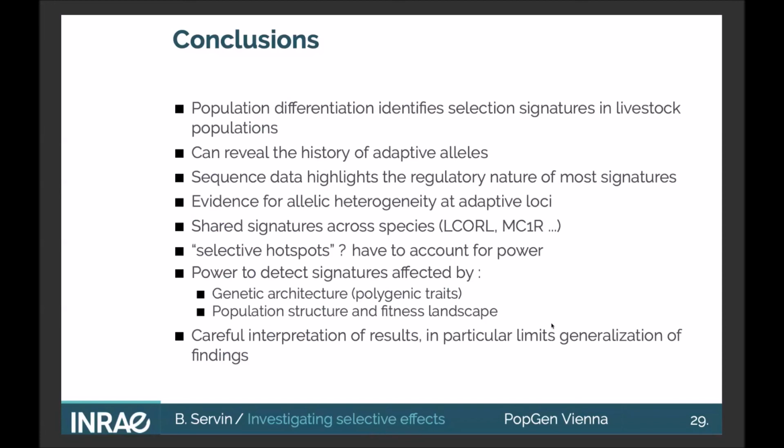That doesn't mean that they are not selected on. One of these traits is, for example, milk production, milk yield in dairy cattle. We have very little signature that we can relate to milk yield, but we know it's under strong selection. So it's probably very polygenic, and we just don't have the power to detect the loci that are involved today. But it's also affected by the population structure and the fitness landscape of this population. Population structure we can recover from the data. Fitness landscape is more complicated. So we have to be careful. This means that we need to be careful in the interpretation of the results, and in particular, that kind of limits the generalization of findings today.